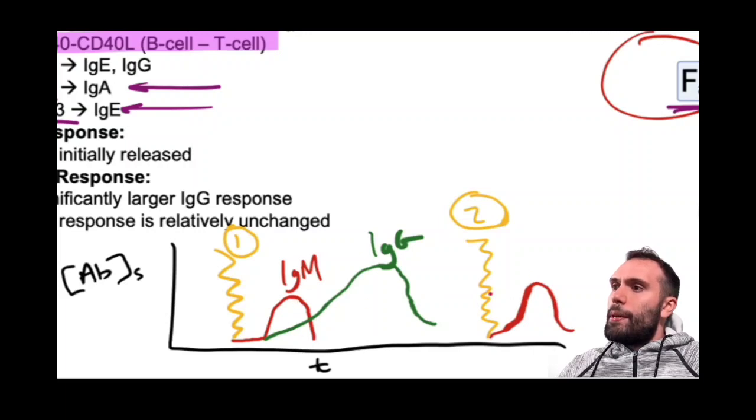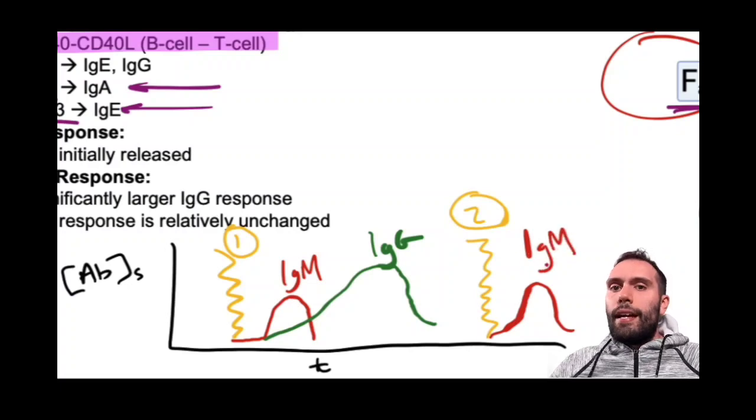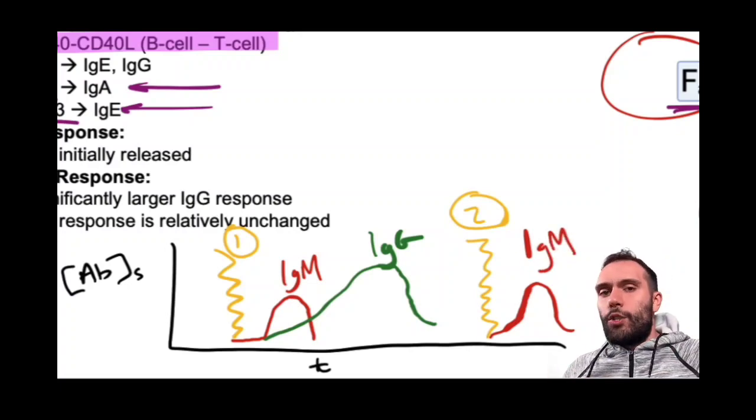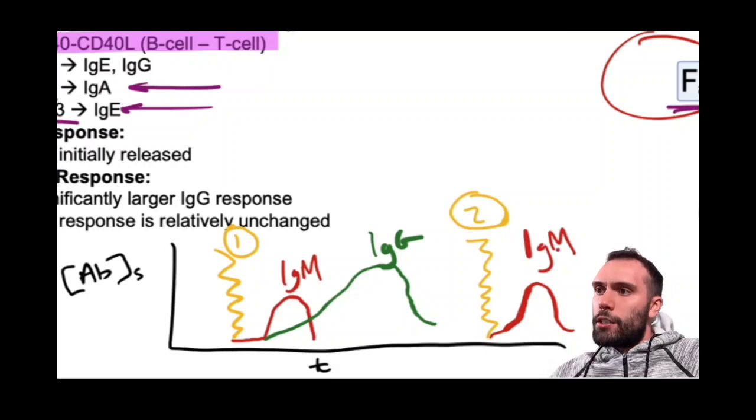The peaks here are about the same, and the amount of time it takes for IgM to respond is pretty much the same song and dance. IgM doesn't involve class switching. It's kind of like your standard antibody, right? Even the T helper independent responses will still release IgM, like we talked about in the B cell video.